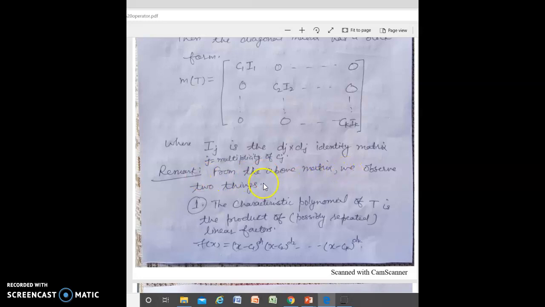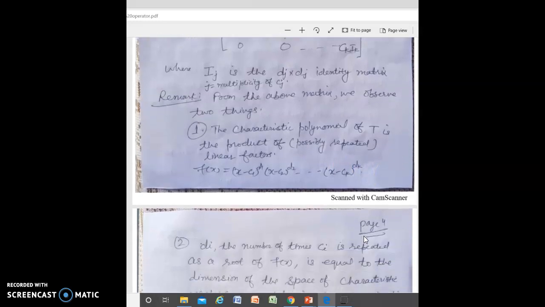From the above matrix, we observe two things. The characteristic polynomial of T is the product of possibly repeated linear factors. Suppose C1 is repeated d1 times, then (x minus C1) to the power d1. And if C2 is repeated d2 times, then (x minus C2) to the power d2, etc., (x minus Ck) to the power dk. It will be the characteristic polynomial of T in that situation.